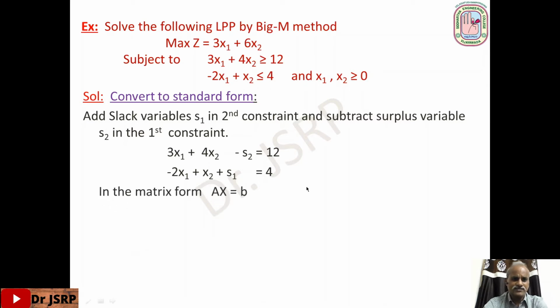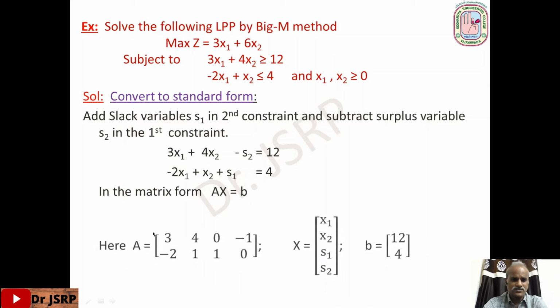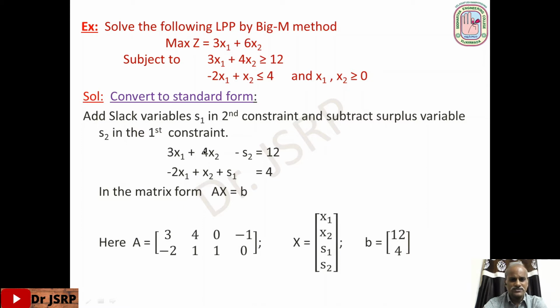Write in the matrix form AX equal to B. The coefficient matrix A has first column, the x1 coefficients, 3 and minus 2; x2 coefficients 4 and 1; S1 column 0 1; S2 column minus 1 0. This is the coefficient matrix, and the capital X is x1 x2 S1 S2, and B is the right side values 12 and 4. This is in matrix form.